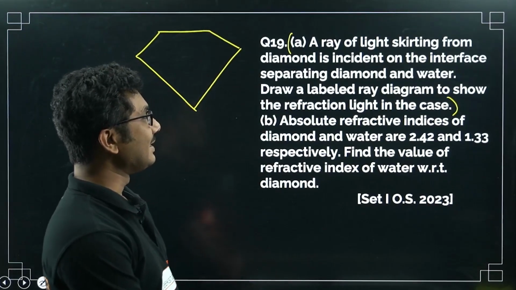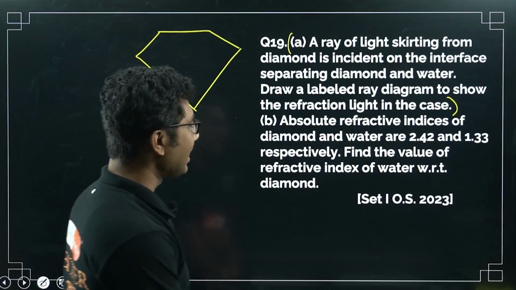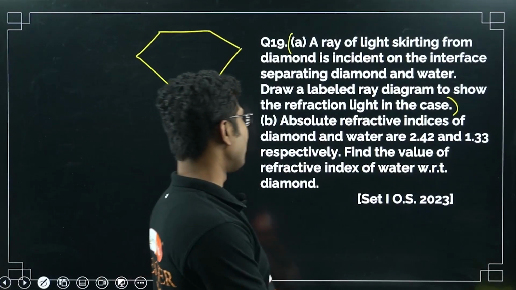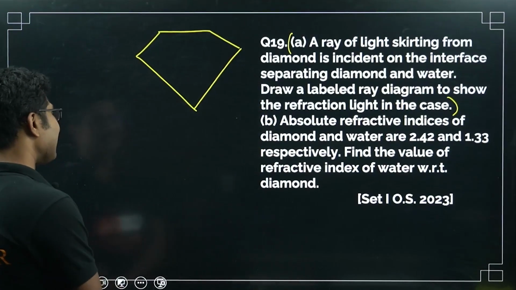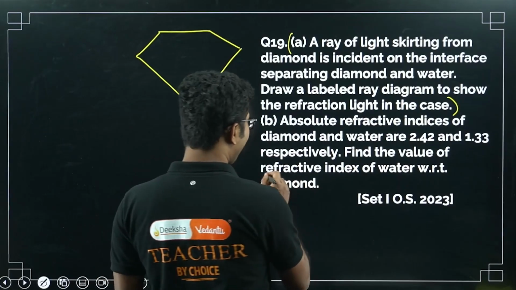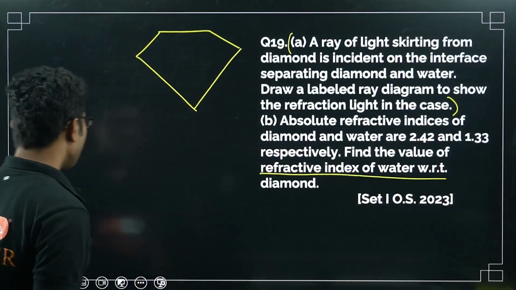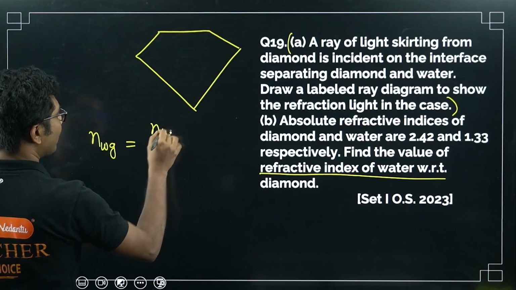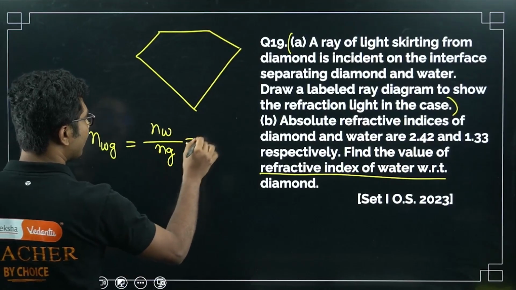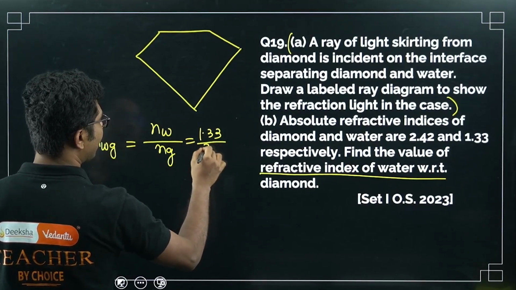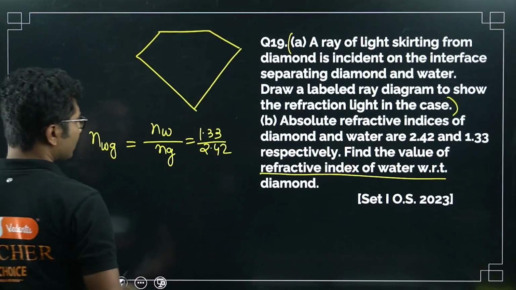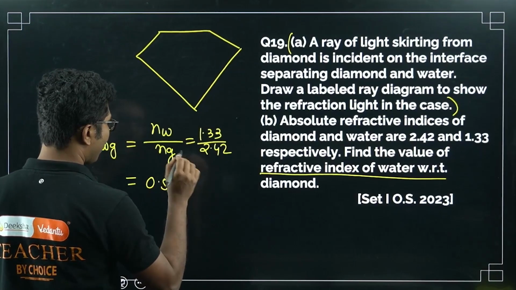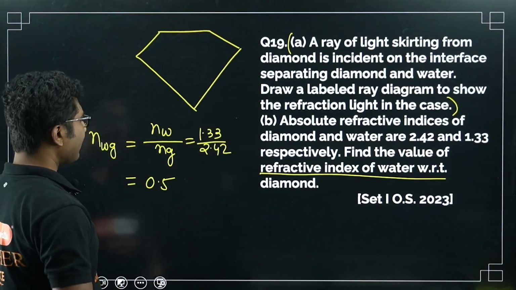Absolute refractive indices of diamond and water are 2.42 and 1.33 respectively. Find the value of refractive index of water with respect to diamond. Very interesting question. So here we have to find the refractive index of water with respect to diamond. So refractive index of water with respect to diamond is refractive index of water divided by refractive index of diamond. So it will be 1.33 divided by 2.42, so approximately 0.5. Okay, not exactly, but approximately 0.5.